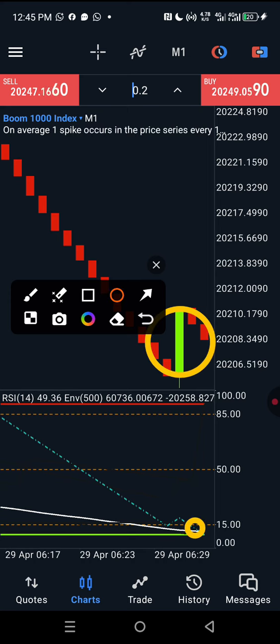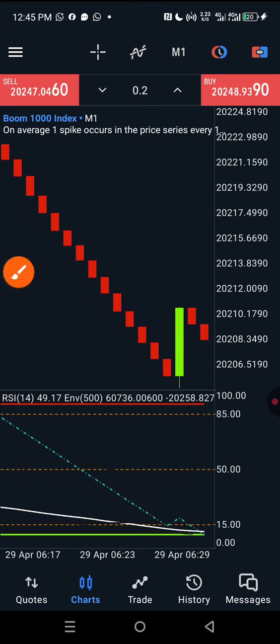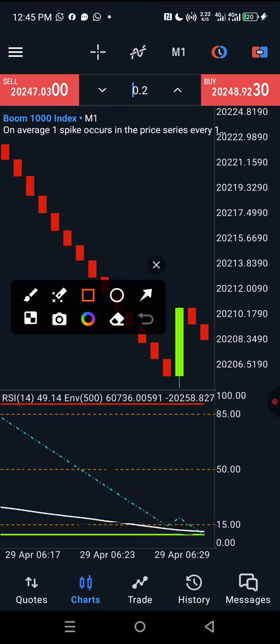You hold because they are still below. And another thing I want to tell you: each time they point and spike, and Ichimoku is still below 15, just hold your market with joy. Hold your market with joy.